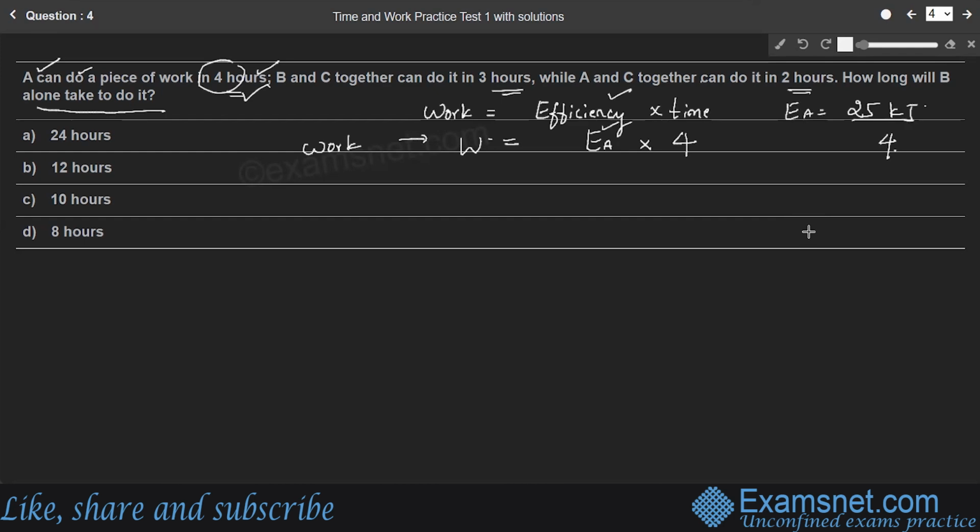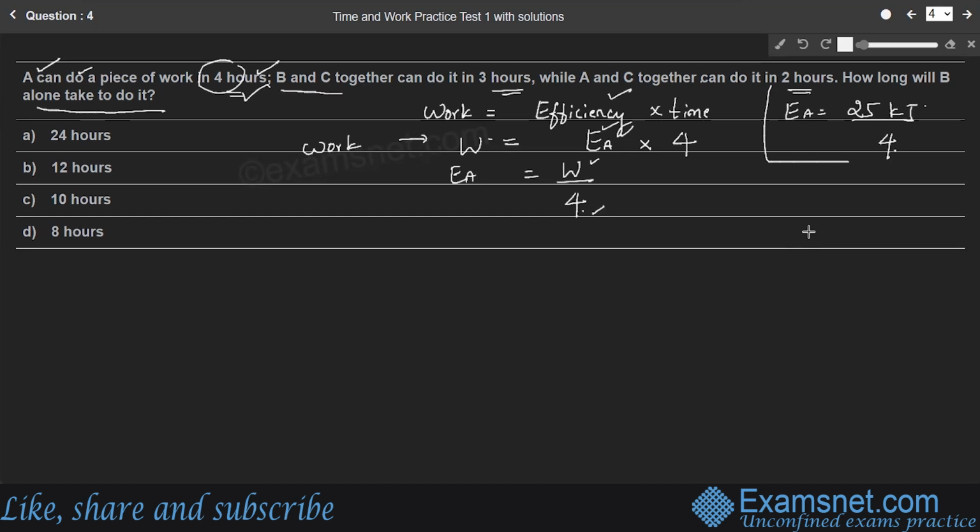Work done per unit time, right? In unit time, the amount of work done by A is called its efficiency. So we'll consider the efficiency of A in this case. Since total work is W, EA is taken as W by 4, total work divided by time taken by A.